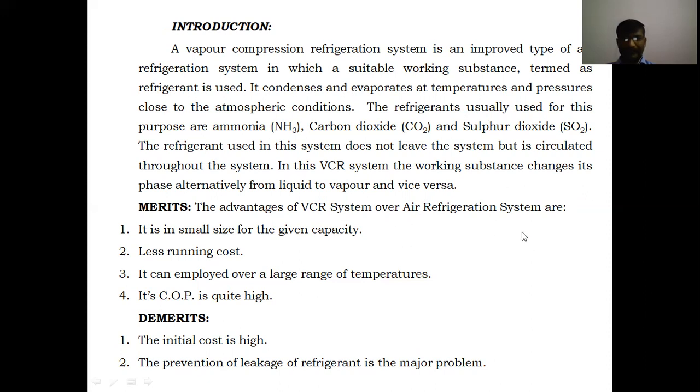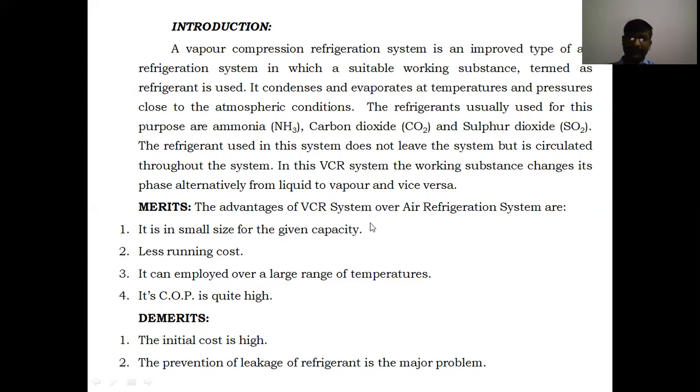But in the air refrigeration system, the working fluid is air itself. Air is not harmful to human beings, and also does not affect nature. But the refrigerants used in the VCR system drastically change the natural conditions, and are also very harmful to human beings. That's why prevention is very, very important. Prevention of leakage of refrigerant is very important in the VCR system. Okay, this is the major problem, which is under the demerits. These are the merits and demerits of the VCR system.